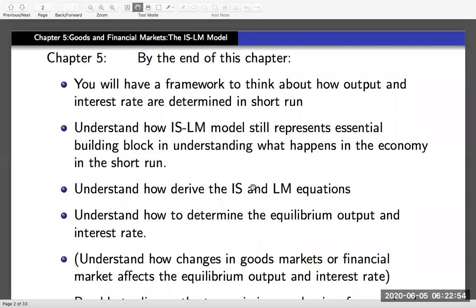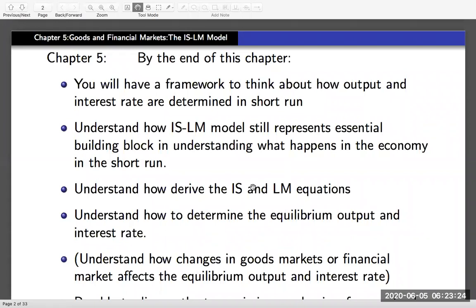Then we said that in the short run, prices are sticky and wages are sticky, which means the supply side of the economy is not working. Aggregate demand is what determines output. Then we talked about how to calculate GDP by having investment equal to savings. So that is a very important assumption. And then we discussed the paradox of savings.